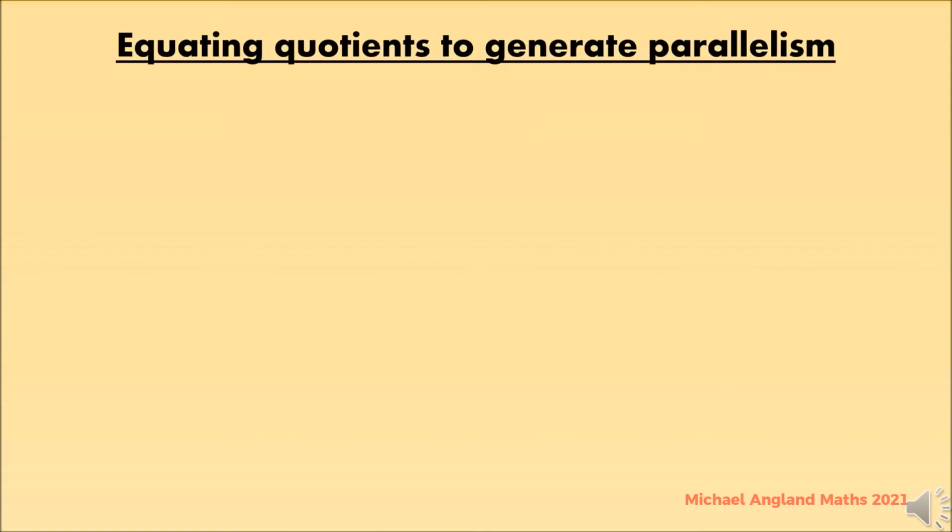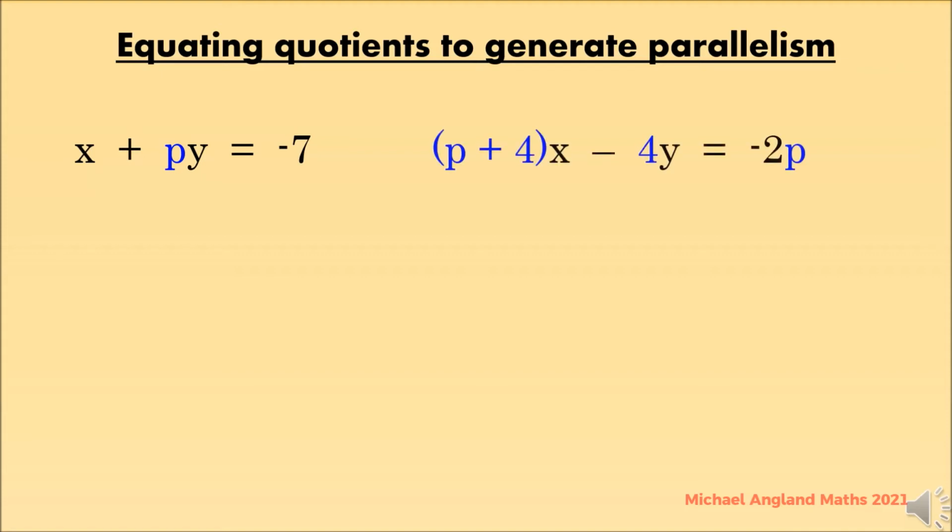So now we've established the rule for determining parallelism. All we need to do is apply it here. So our first equation is x plus py equals minus 7. Second equation is bracket p plus 4 bracket times x minus 4y equals minus 2p. So let's look at the quotients. On the left hand side equation, the quotient, and we can do this either way, the x coefficient over the y coefficient or the y over the x, so long as we're consistent.